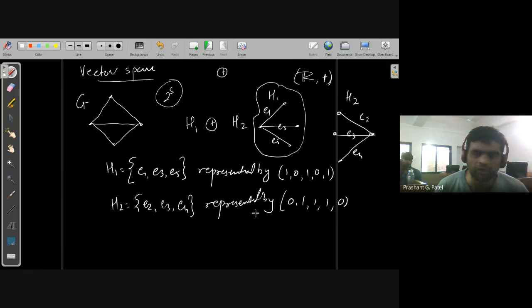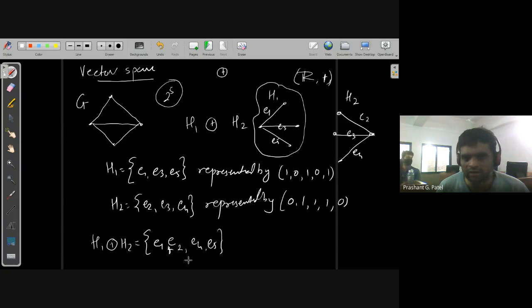Now we need to do the sum of these two. So I need to do the direct sum of H1 plus H2. What is H1 plus H2? As per our definition of addition of two graphs, or union of two graphs, it's E1, E2, and E3 is in both, so that should not be there, and then E4 and E5. And how did we get this? By just doing the addition of these two vectors.